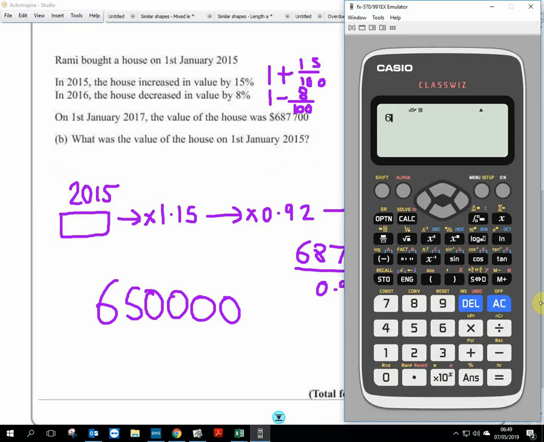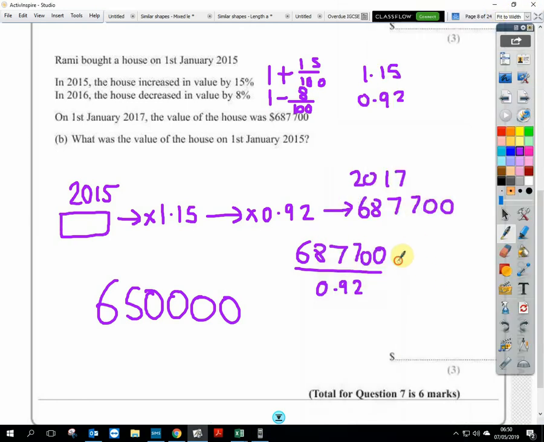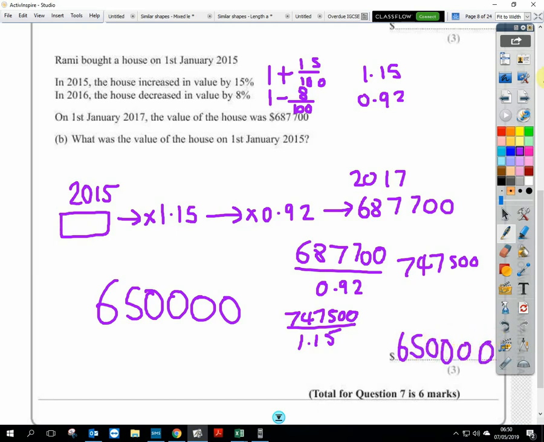But I check this. 687. Okay, 747. 500. Okay, and then we divided that one by 1.15, to give us the answer to the question. So on the answer line, just make sure you do write it on the answer line. Okay, next.